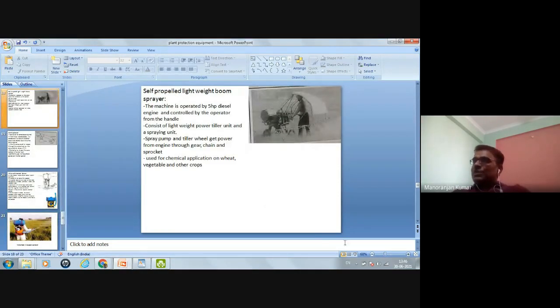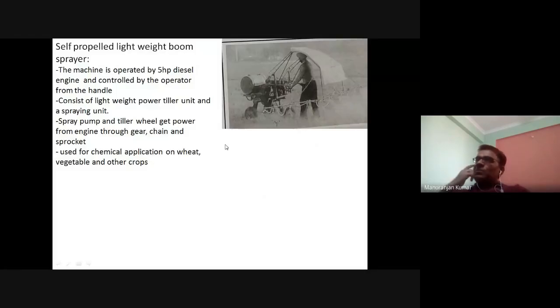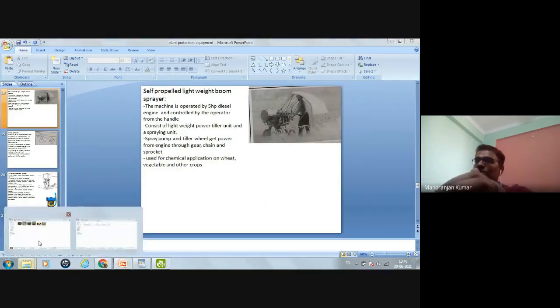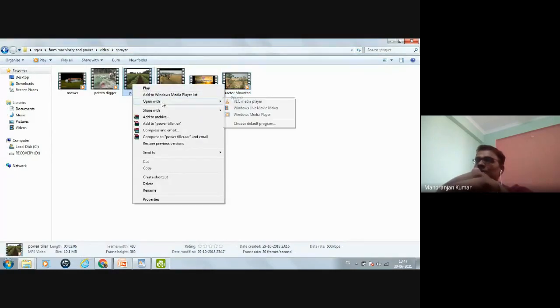Now the other one is the self propelled lightweight boom sprayer. The machine is operated by a 5 HP diesel engine and controlled by the operator from the handle. It consists of a lightweight power tiller and a spraying unit. The spray pump and tiller get power from the engine through gear, chain, and sprocket, and it is used for chemical application on wheat, vegetable, and other crops. So here you can see the picture related to this power tiller sprayer.